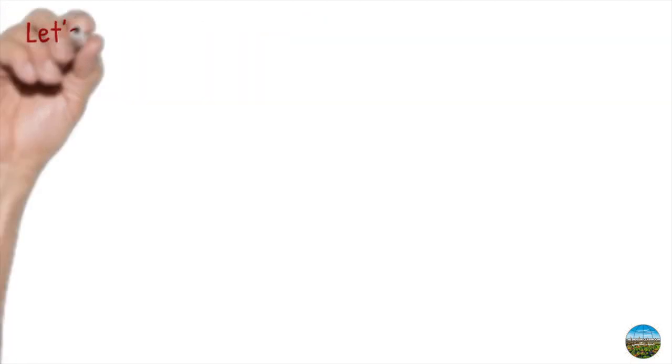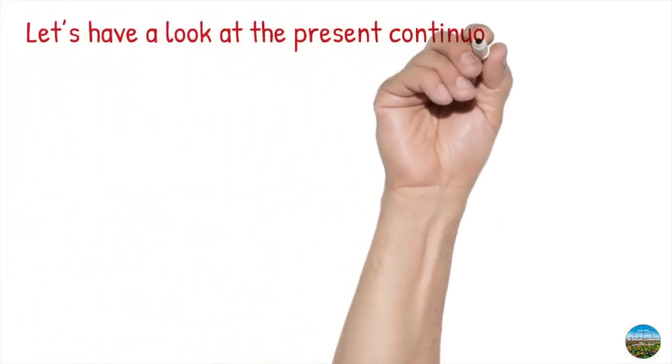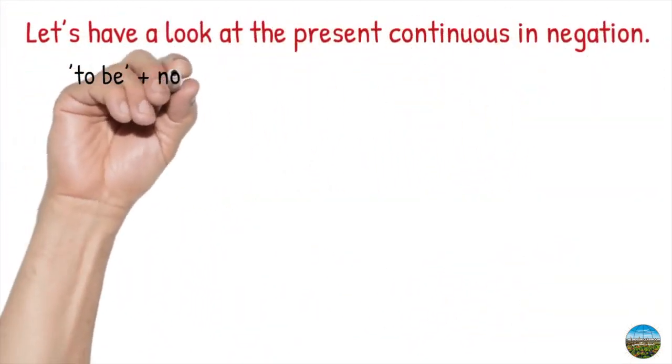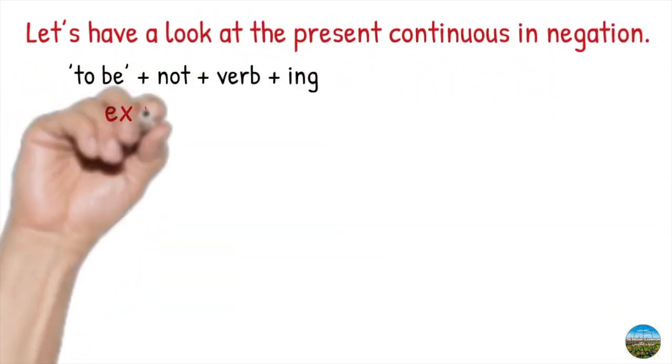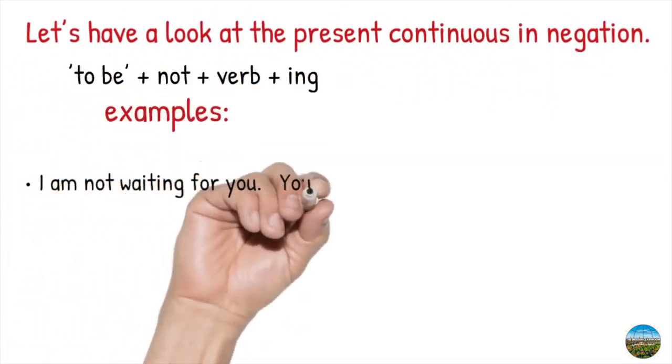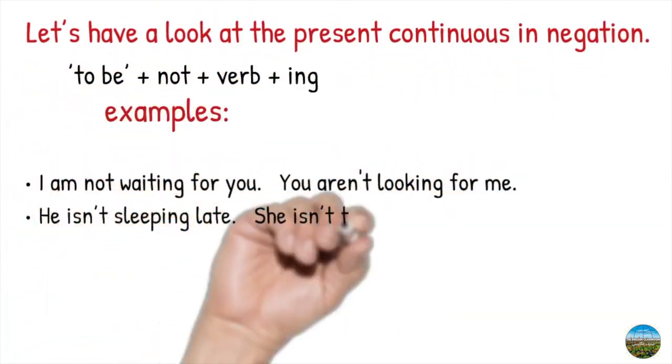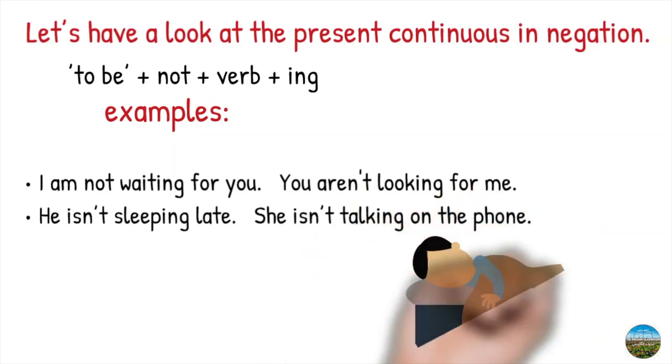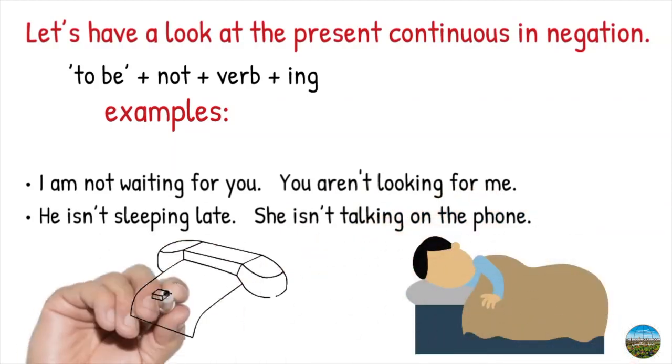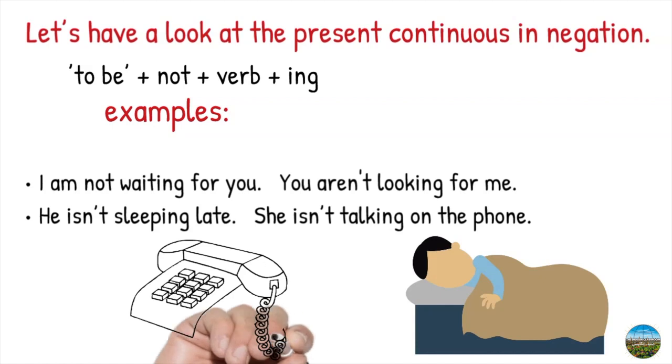Let's have a look at the present continuous in the negative. To be plus not plus verb plus ing. Examples: I'm not waiting for you. You aren't looking for me. He isn't sleeping late. She isn't talking on the phone.